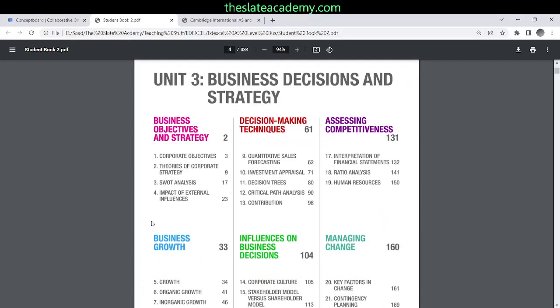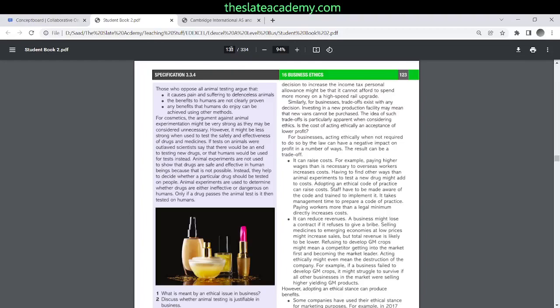Competitiveness. Oh, ratio analysis. Yeah, ratio analysis. Shall we do those right now? We could, yeah. Sure. Let's do those right now.